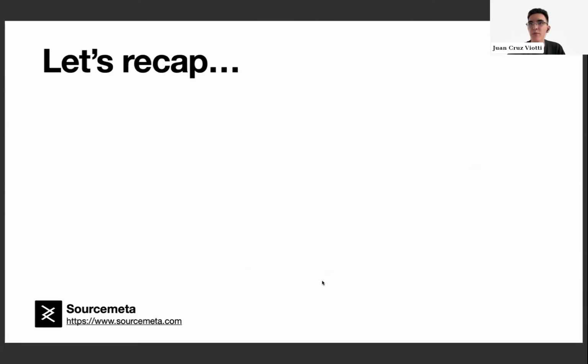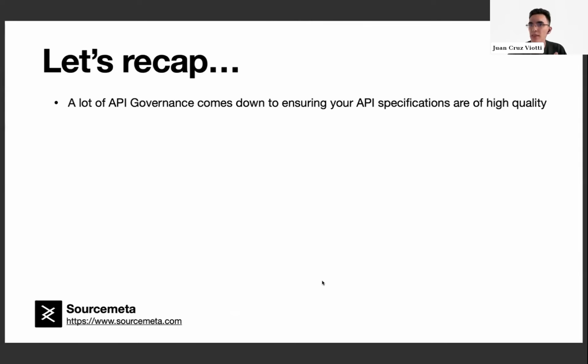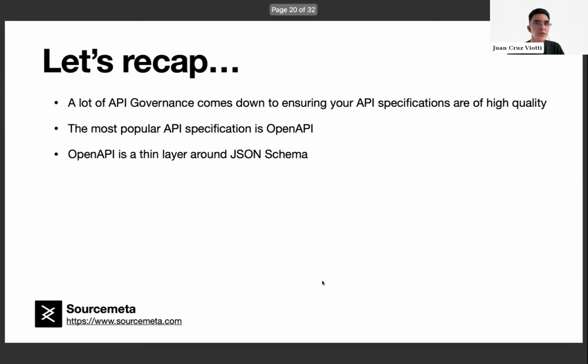So let's recap, and we try to build a logical argument together. We know that a big part of API governance comes down to ensuring your API specifications are of high quality. Again, whatever you define as high quality based on what you want to govern. We also know that the most popular API specification by far is OpenAPI. And we have just seen that OpenAPI, just like any other similar specifications, is a thin wrapper around JSON schema.